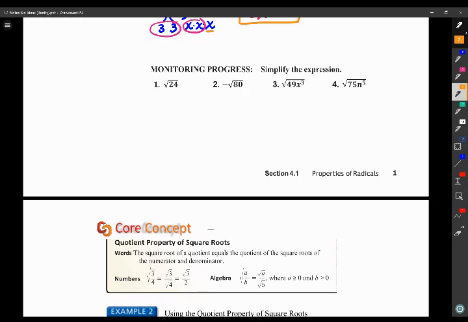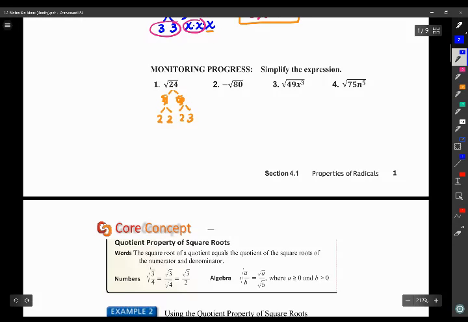So for 24, we can break this down lots of different ways. We can either go 2 and 12, we could go 3 and 8, or we could go 4 and 6. And it doesn't matter because it all breaks down to be the same idea. So I'm going to do 4 and 6. 4 breaks down to be 2 and 2. And then 6 breaks down to be 2 and 3. And again, once you break it down, we don't need them anymore.